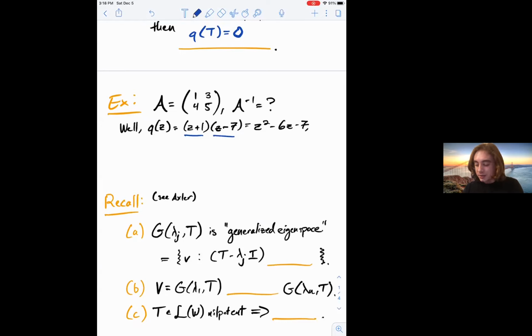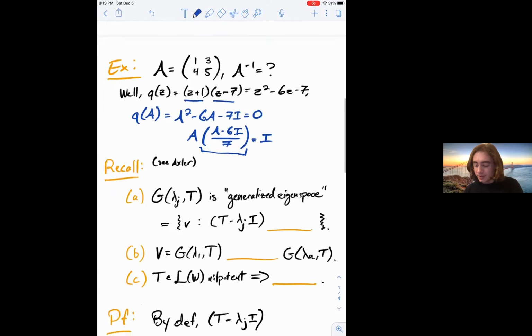And so this means, by Cayley-Hamilton, that Q of A is equal to A squared minus 6A minus 7I, and that equals 0. So rearranging a bit and factoring out an A, we can see A times (A minus 6I) over 7 is equal to I. And so in fact, we can see right away that this is our inverse.